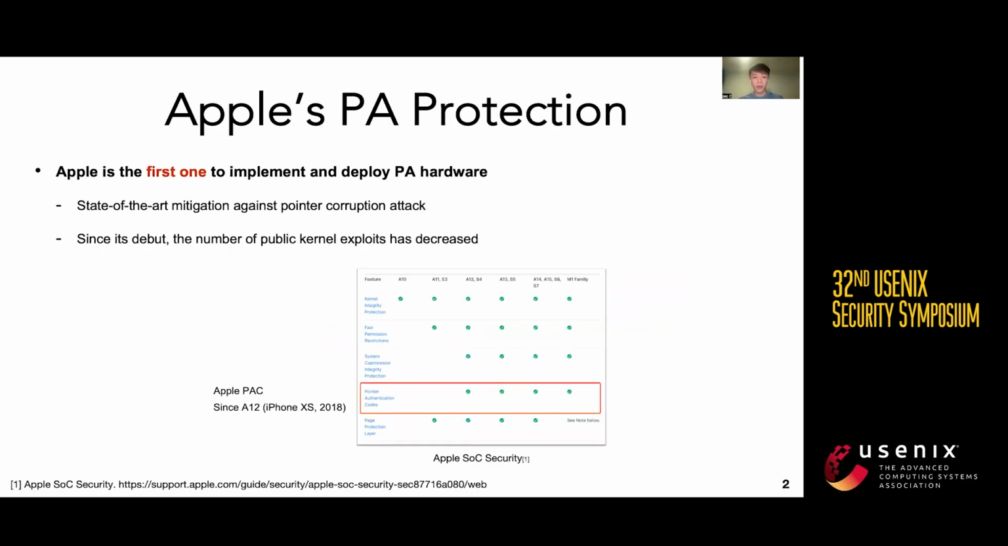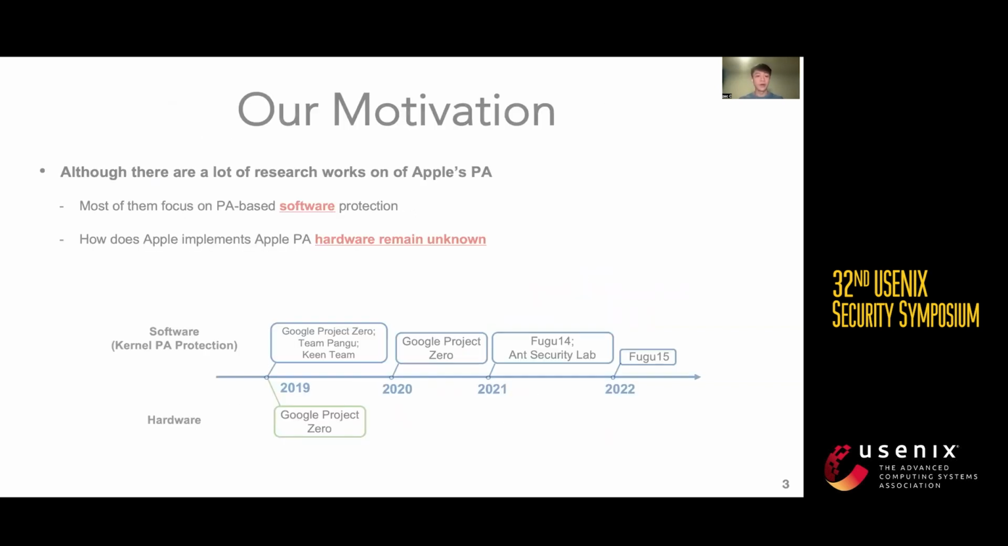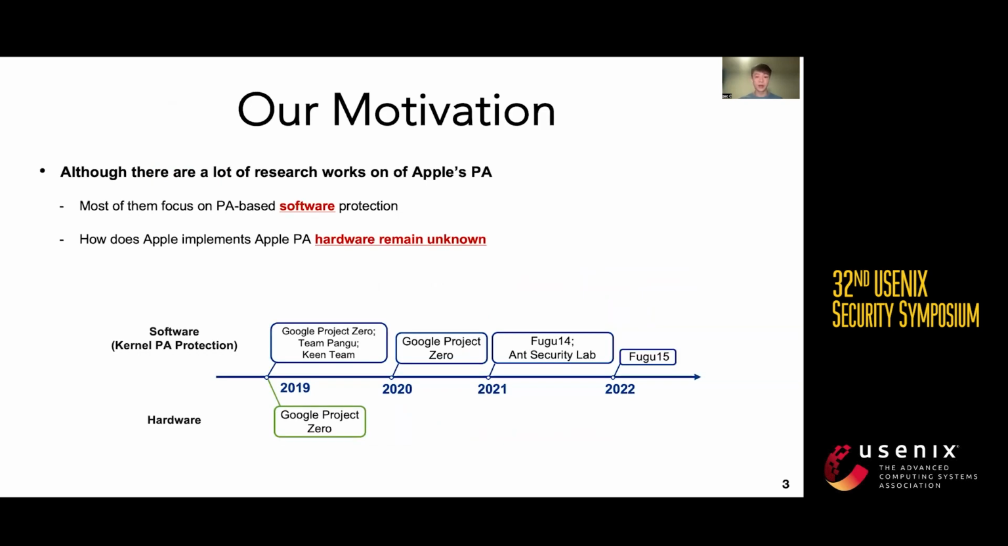In the real world, Apple was the first one to implement and deploy pointer authentication in their devices. Since 2018, this hardware-based mitigation has proven to be effective and practical against pointer corruption attacks. As a result, there has been a huge decrease in public exploits, such as jailbreak exploits. Therefore, a lot of research work has been done on Apple's PAC protection. However, most of them are focused on software or how to bypass PAC protection.